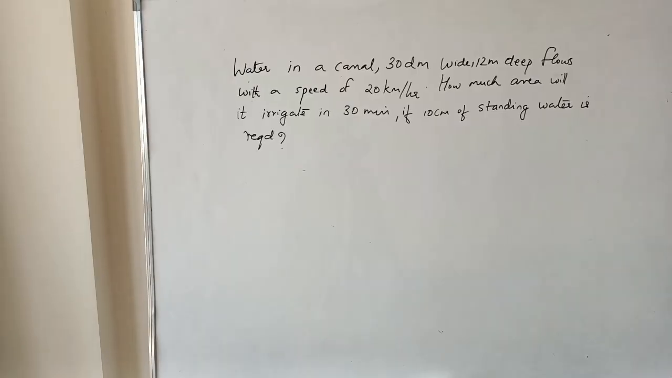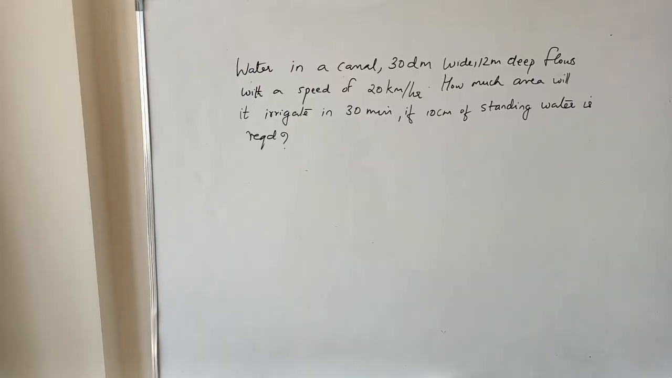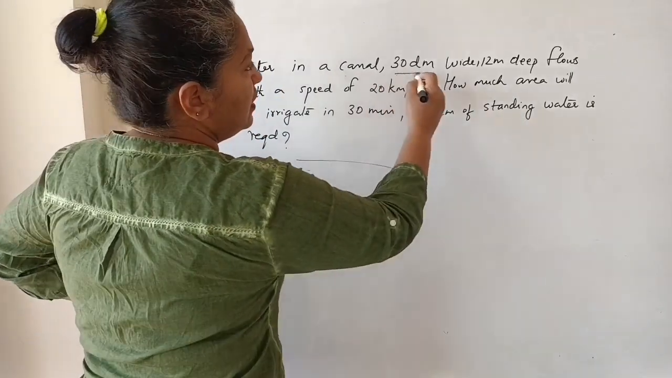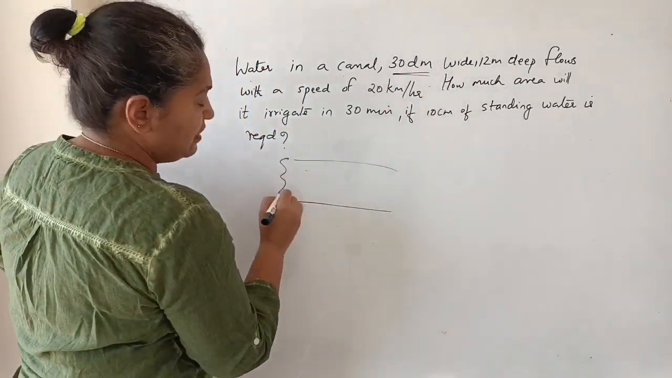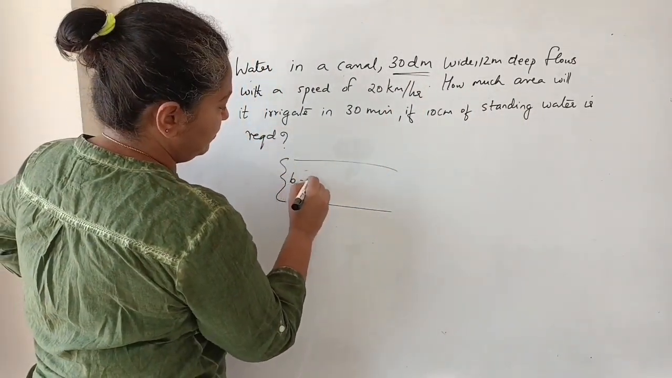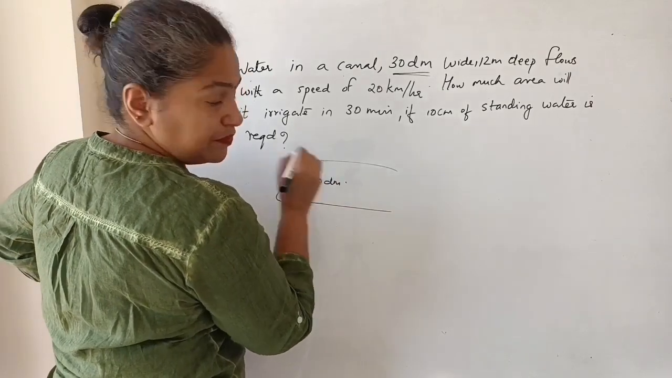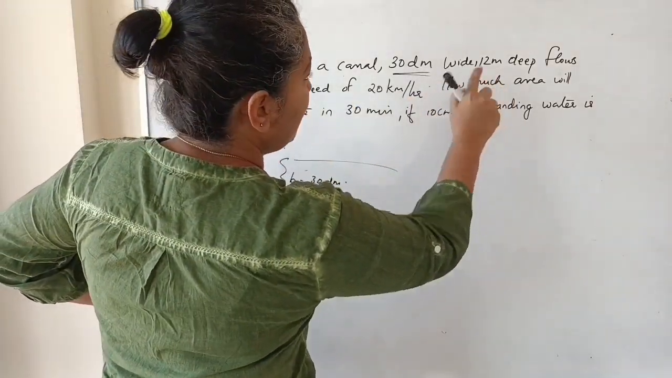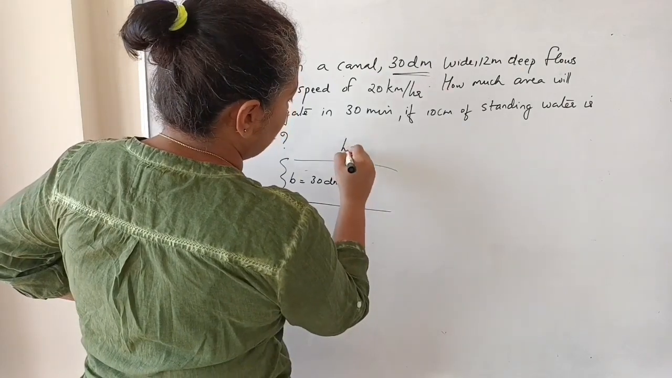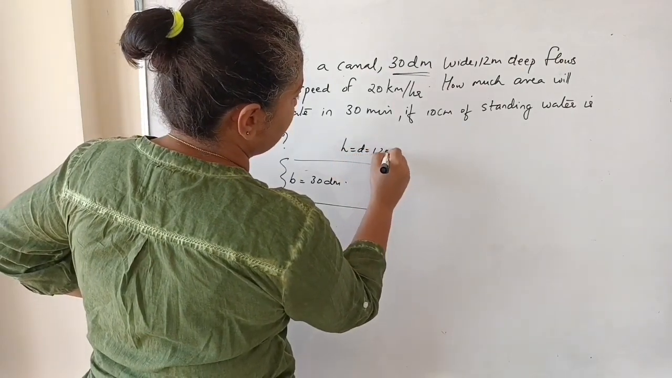Water in a canal 30 decimeter wide, 12 meter deep, flows with a speed of 20 kilometer per hour. Sorry, 20 kilometer per hour. How much area will it irrigate in 30 minutes if 10 centimeters of standing water is required? Okay, so 30 decimeter wide, so B is given to you. 12 meter deep, so you know the depth or the height is equal to 12 meter.